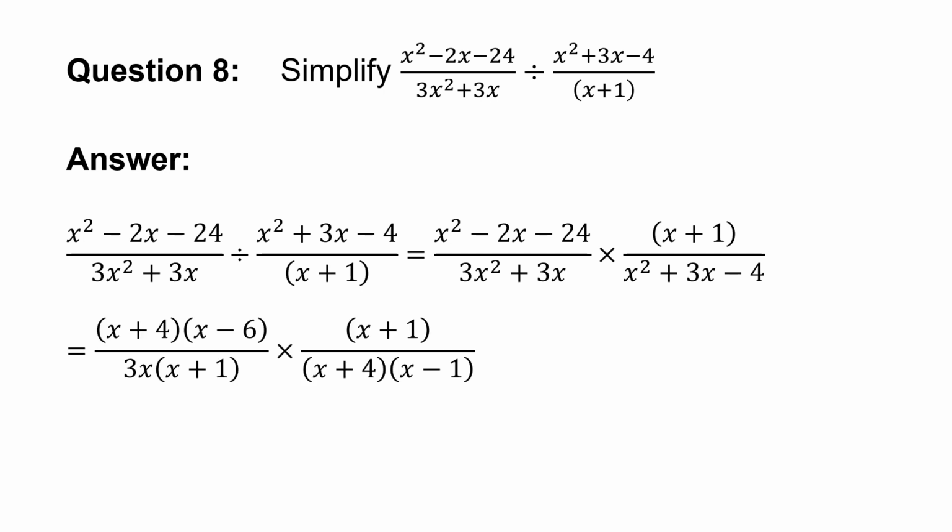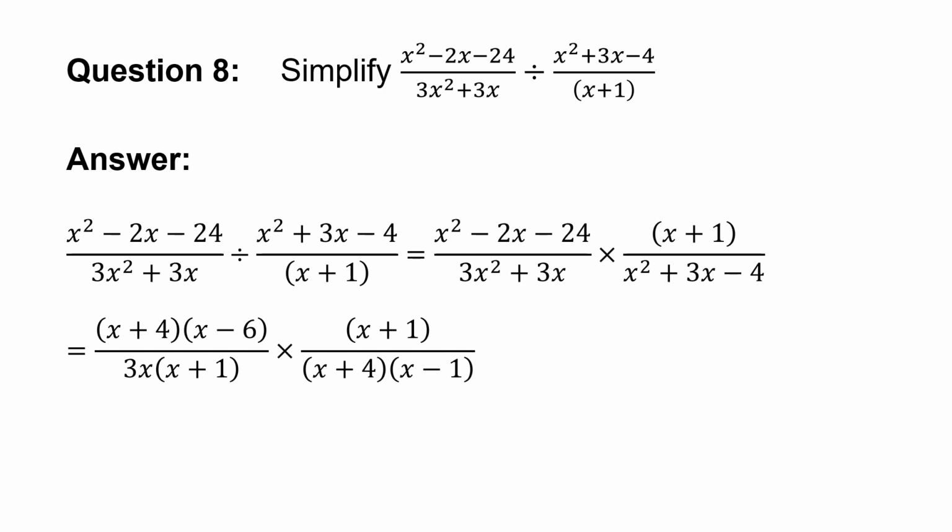So let's factorize out these quadratics. This x squared minus 2x minus 24 becomes x plus 4 times x minus 6. We have this 3x squared plus 3x, which becomes 3x times x plus 1. This is multiplied by x plus 1 over, and then this x squared plus 3x minus 4 becomes x plus 4 times x minus 1.